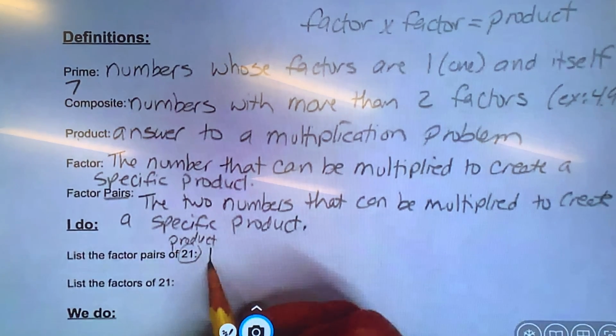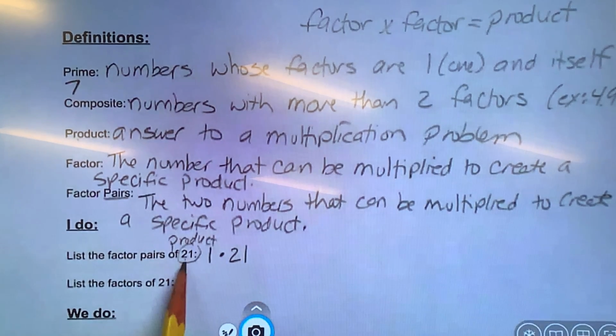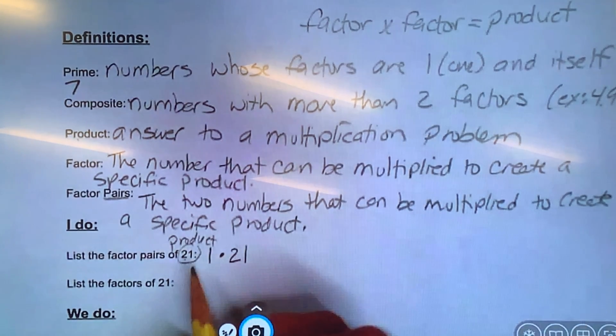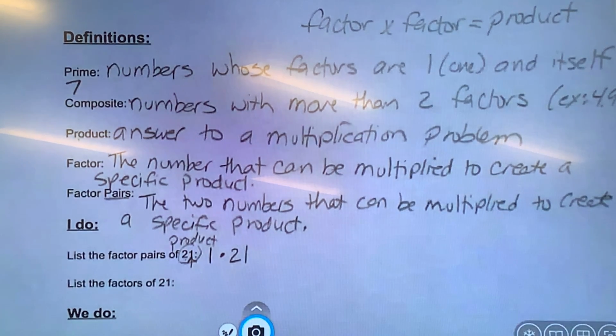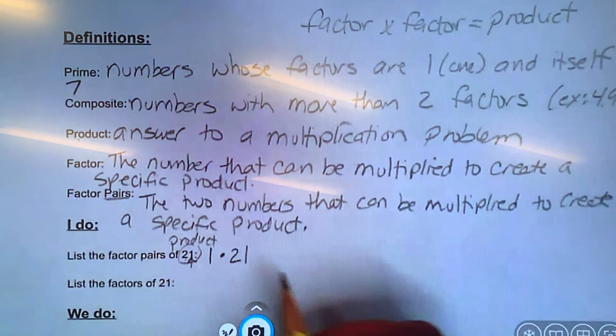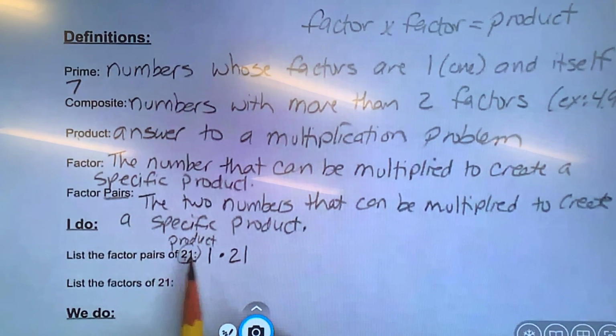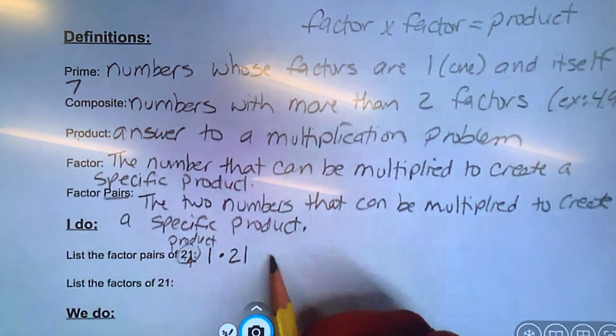So 1 times the number itself gives you 21. So that is a factor pair. Then you'll use the divisibility rules that I shared with you 2 weeks ago to find the remaining factors. 21 ends in 1, so 2 will not go in it. Then you think about 3. Well, I know that 2 plus 1 is 3, and if your numbers add up to a multiple of 3, then 3 is a factor.